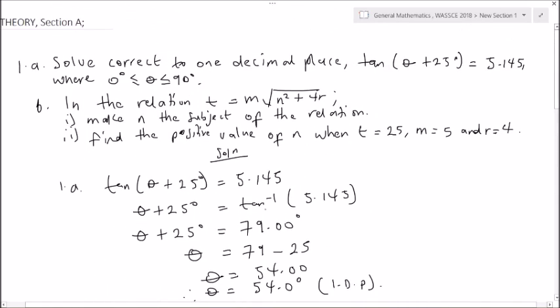So that is it for question 1 of WASSCE 2008 General Mathematics, where the first part is on trigonometry and the B part is on relations.